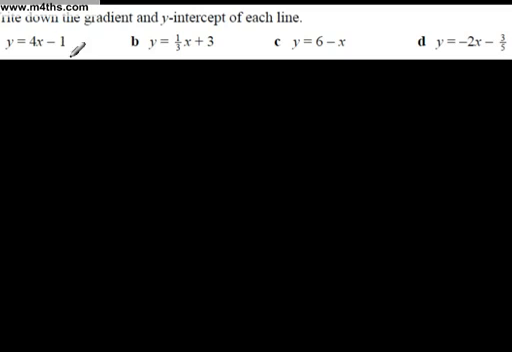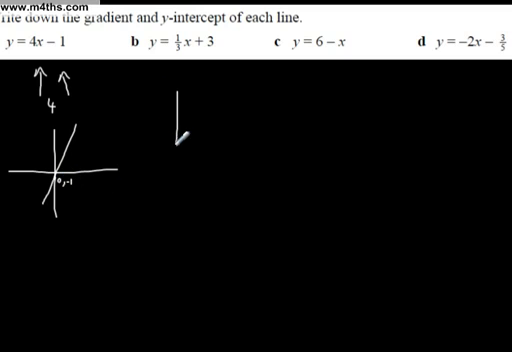Apologies that this is not on the screen. We're asked to write down the gradient and the y-intercept of each line. These should be fairly evident. The gradient is 4. The y-intercept is negative 1. So if we sketch this up, it would be a steep line and it would be cutting at negative 1. It would look something like that, with this point being 0, negative 1.